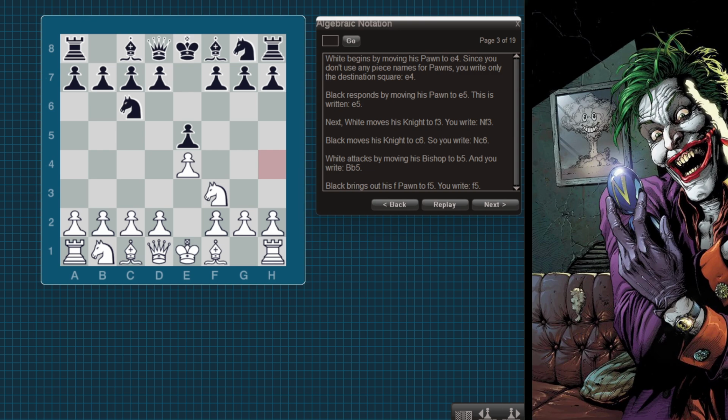White attacks by moving his bishop to B5. And you write capital B, B5. Black brings out his F pawn to F5. You write F5.